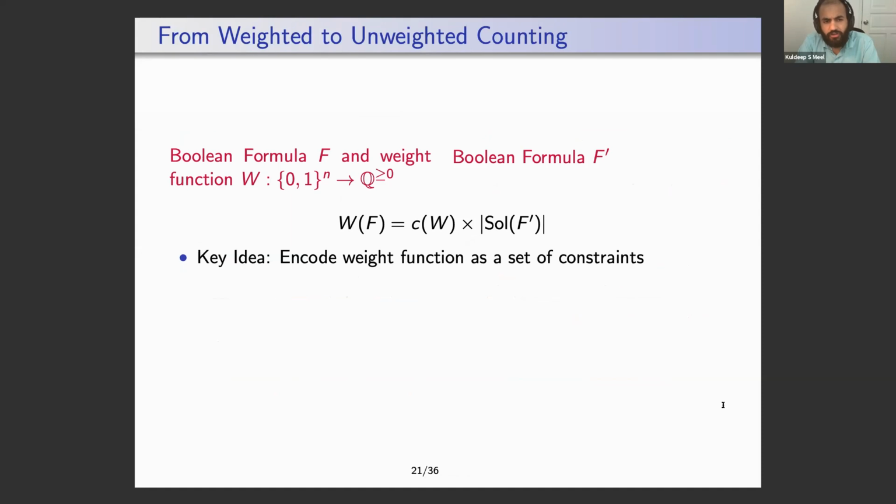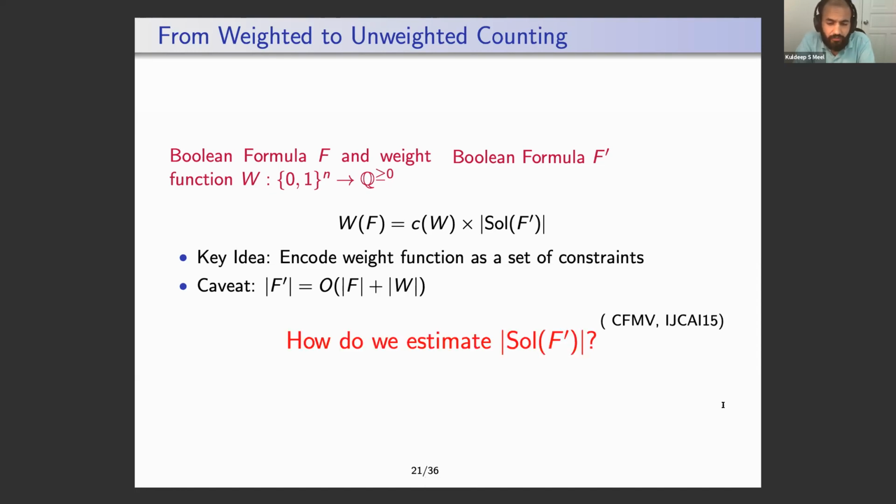As a first step, we were able to show that we can get rid of the weight functions. What do I mean by that? Well, given the formula F and weight function W, we can convert into another formula F prime, so that the weight of F is a constant that depends only on W multiplied by the number of solutions of F prime. And now what we are left with is how to estimate the number of solutions of this formula F prime. Of course, as we go into more detail, the way we do this reduction is that we will have to encode the weight function as a set of constraints, and the new formula that we get might be larger. So these are interesting problems that one can look into in future.